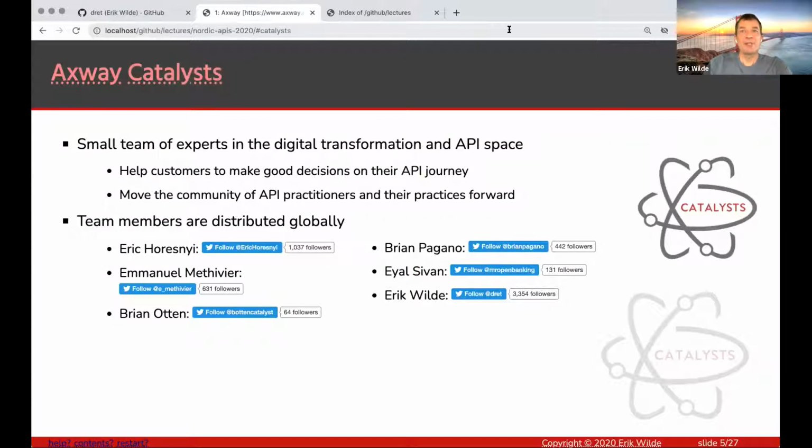My background, very briefly: I work at Axway. Axway is a software company. We're selling API management software and some other things in the general integration space. I'm part of a small team called the Catalysts, and our mission is to help customers do the right things with APIs. It's a very simple mission, but it can also be demanding.